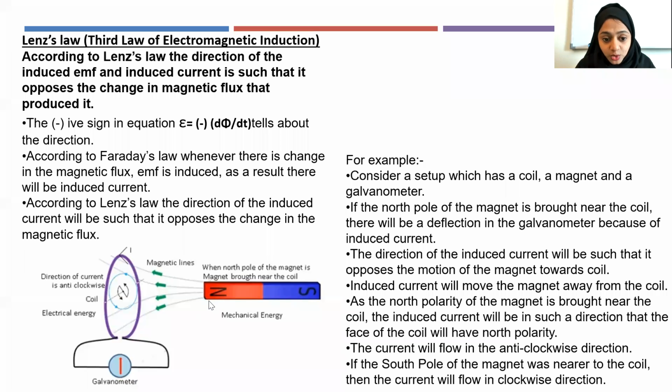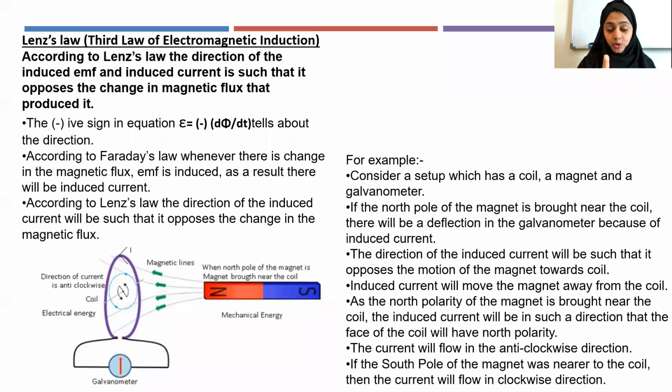So if you have a south pole here, these arrow marks will be towards the south because magnetic field lines are towards the south, and this current will be flowing in the clockwise direction because here there should be a south pole to repel.